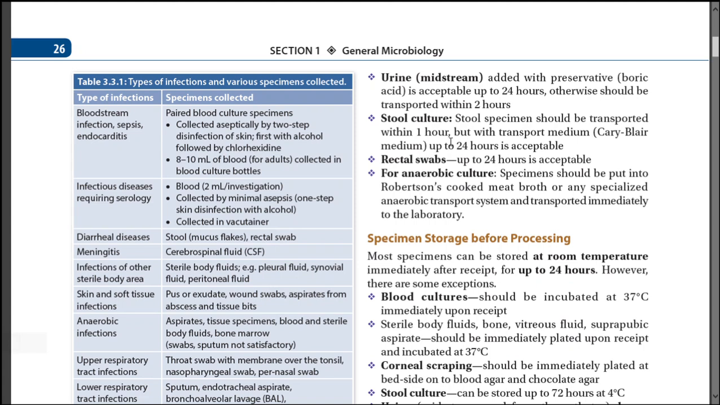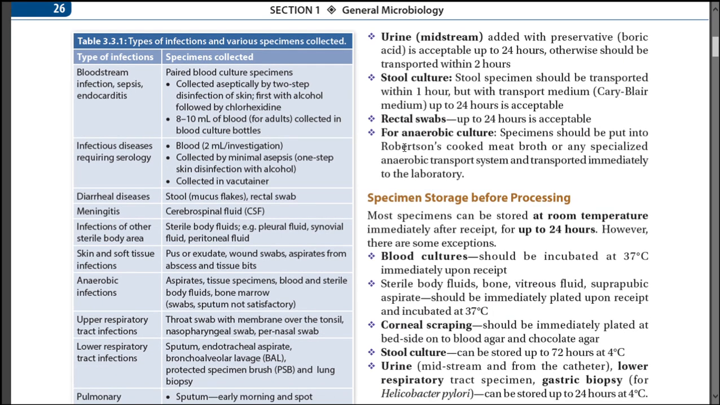Next, stool culture. The stool specimen should be carried within 1 hour to the laboratory, but we need a transport medium for stool, that is Cary-Blair medium. Next, rectal swabs: if you want to examine bacteria in the rectum region, rectal swabs are used to collect the sample. Up to 24 hours of transport time is allowed.